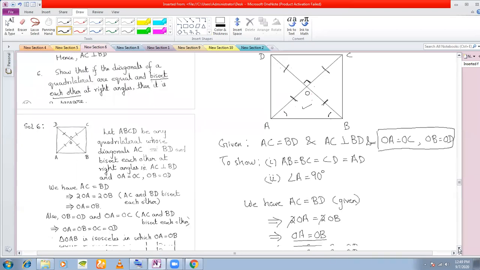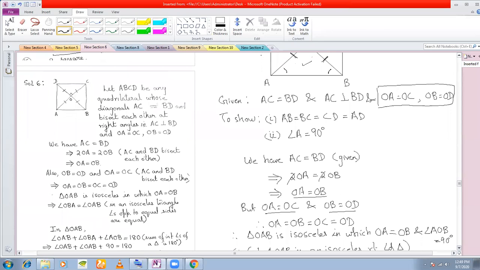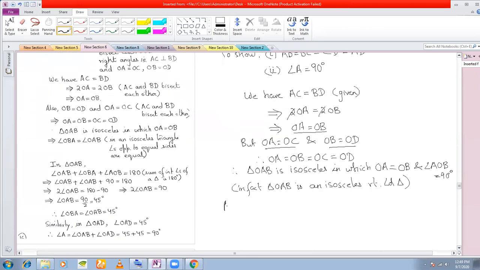Now we shall show that these two angles, this angle and this angle, are each 45 degree. So we see that the sum of interior angles of this triangle is 180 degree. So we'll write also angle AOB plus angle OAB plus angle OBA is equal to 180 degree, because sum of interior angles of a triangle is 180 degree.